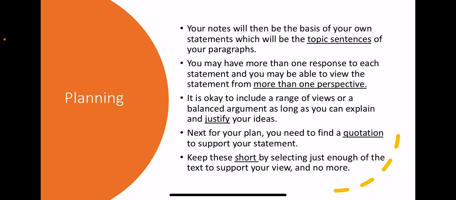So go back to your extract and find the best quotations to support what you want to say. Keep these quotations short by selecting just enough of the text to support your view and no more. If you feel like there is a whole line that exemplifies what you want to say, write that down, but then you must zoom in on certain sections of it. Don't think that you can just explain a whole line of quotation in a sentence or two. You need to zoom in.